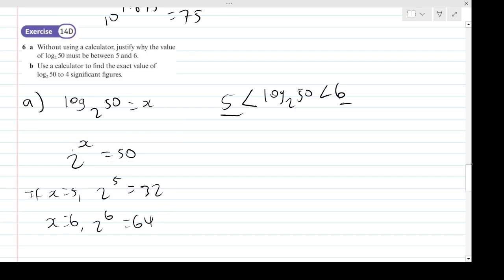50 is somewhere in the middle between the two, right? And so there we are. So that's essentially it.